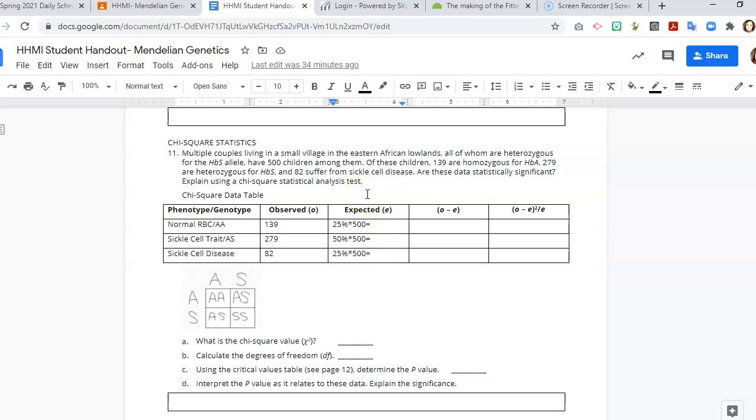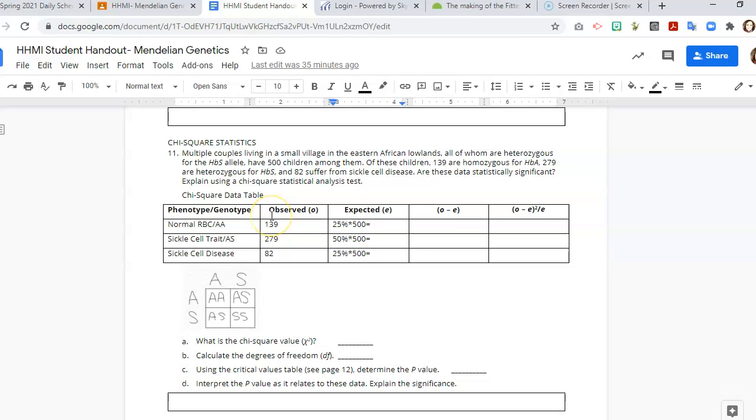Okay, and so this is what they would actually start doing before they even figured out that sickle cell trait actually helped people in those African lowlands. So here's what we did. I went ahead and put normal RBC, AA, sickle cell trait, AS, sickle cell disease. Okay, so those are the 3 things that we are trying to compare. So you can pause this video and type that in at this time if you need to.